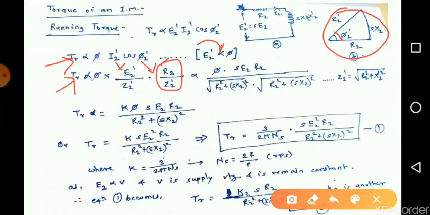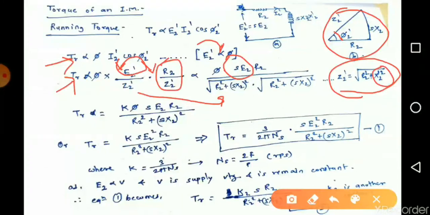Similarly, in the next step, we're going to put the value of Z2', which is equal to the square root of R2 squared plus X2' squared. That is, the impedance is equal to the vector sum of the resistance and the reactance. Furthermore, we can put the value of E2' as S times E2, as well as X2' as S times X2 in this equation, because they are slip dependent.